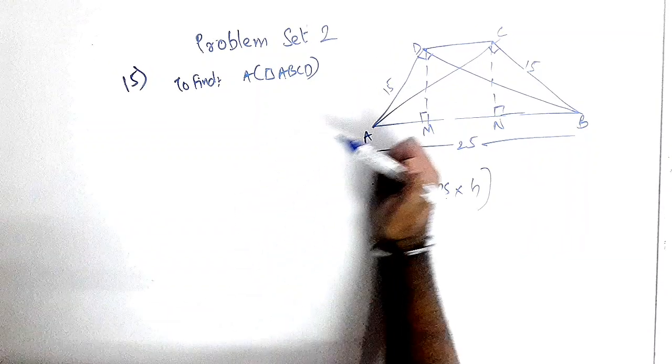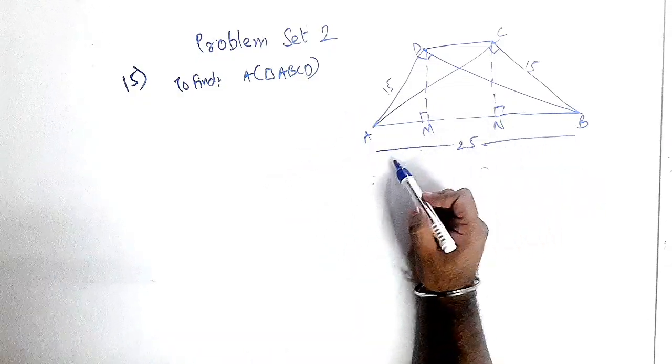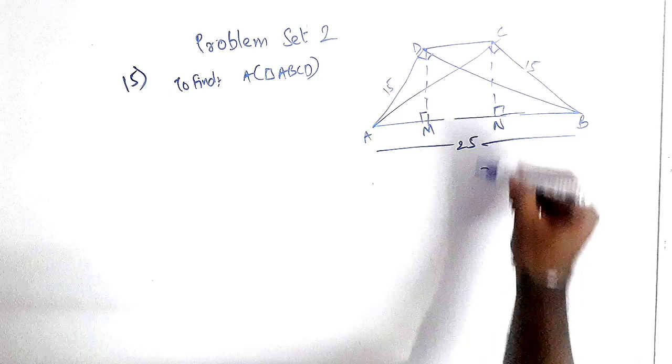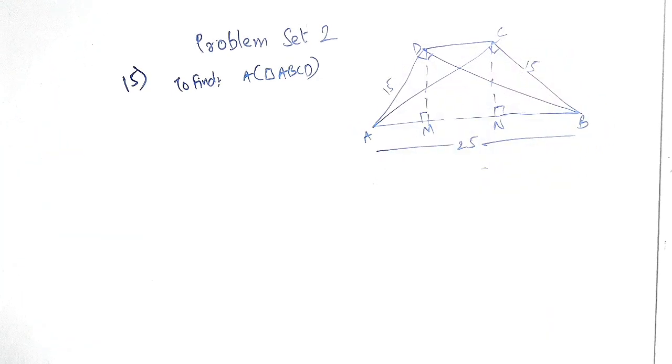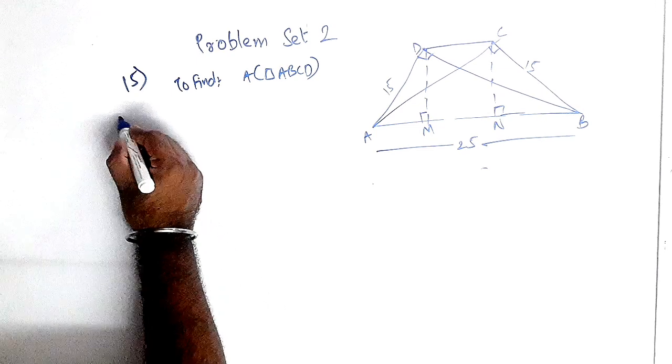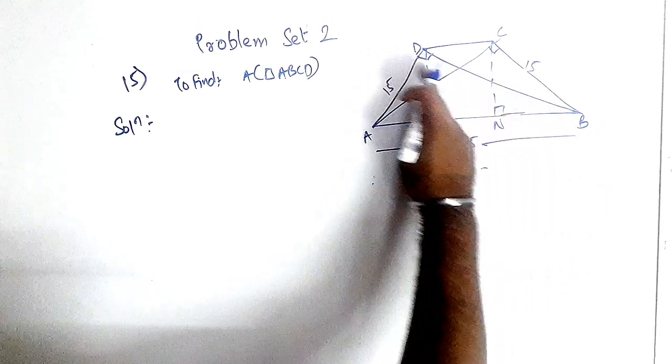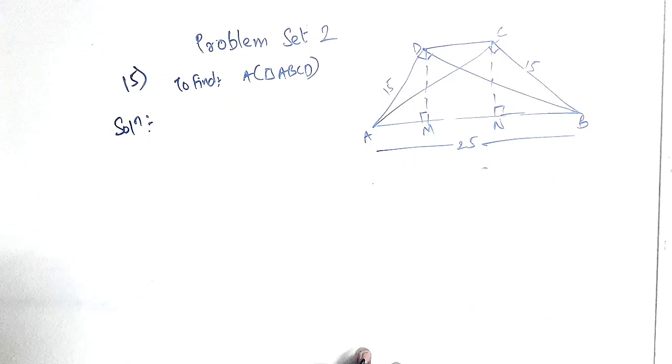Okay, so for finding this, we know the parallel sides. This is 25, this we have to find. Okay, and also we have to find the height, CN or DM, both are same. So now the solution. Here if you see, I will first try to find BD, and then I'll try to find AC.